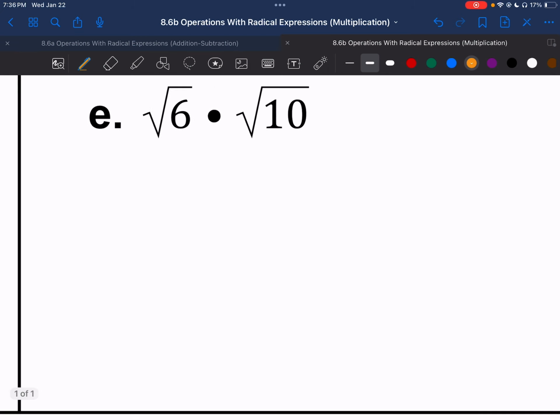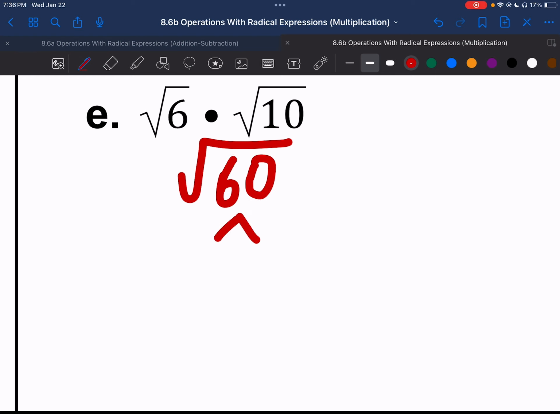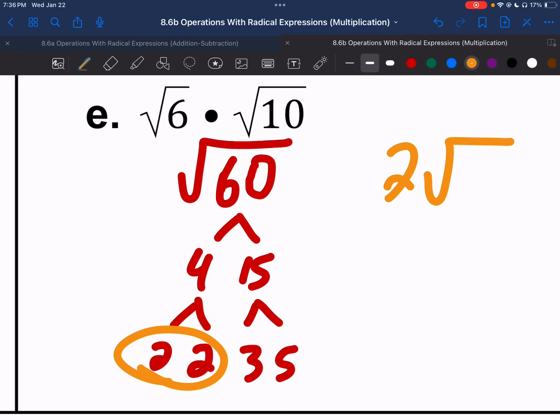Letter E, we've got the square root of 6 and the square root of 10. We combine that under one radical, and we multiply them. 6 times 10 is 60. Well, what are my factors of 60? We've got a 4 and a 15. 4 is 2 and 2. 15 is 3 and 5. So where are my pairs? I have a pair of 2's that I can bring out, and I'm left with the square root of 15.